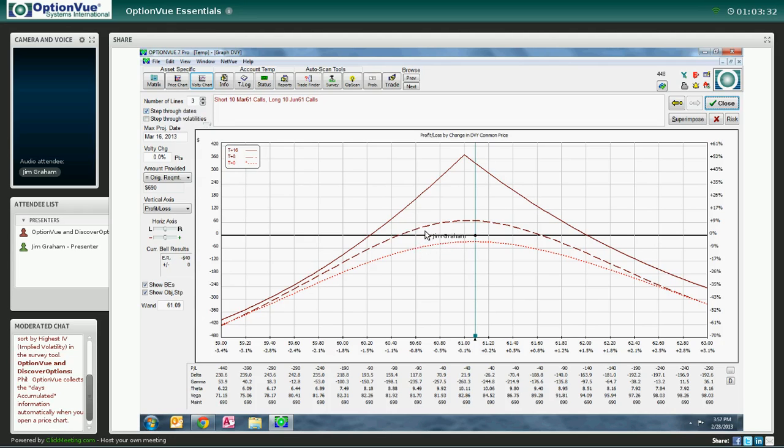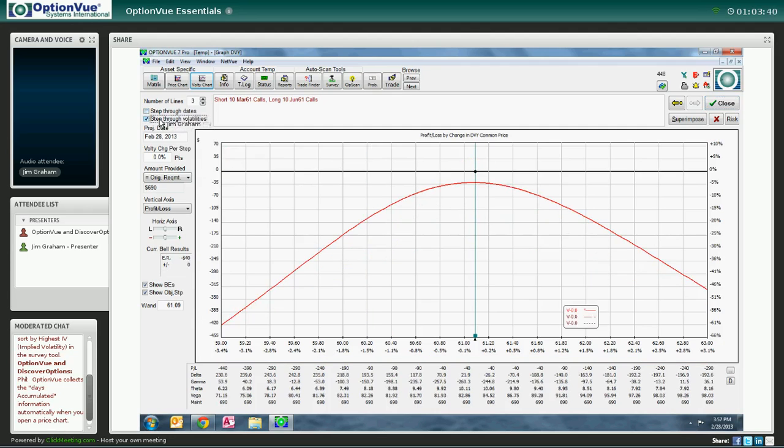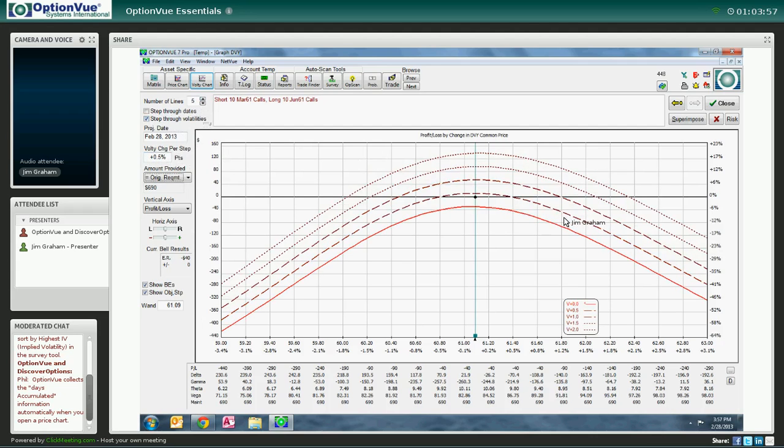And over up here it says step-through dates is the default at all times. So each line represents a different day and time: 6 days from now, or 8 days from now, 16 days from now. But you can also step through volatilities. And when you choose that, then this volatility change box becomes volatility change per step. And I'm going to put in 0.5%. Go up to 5 lines.